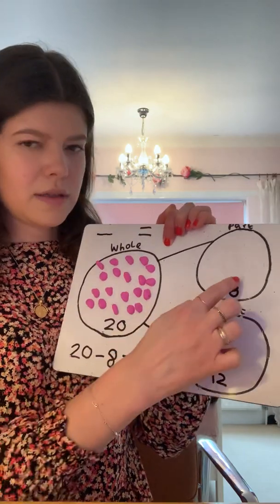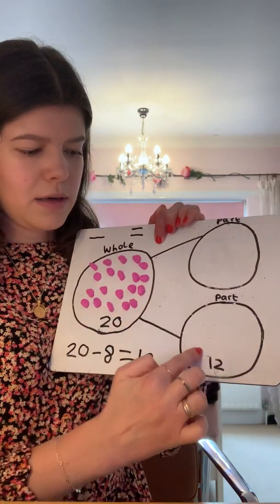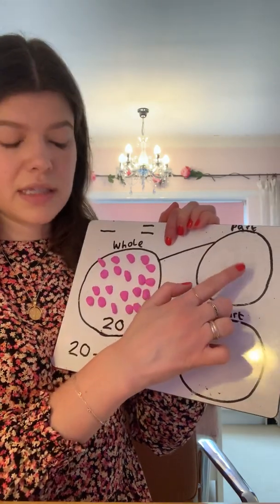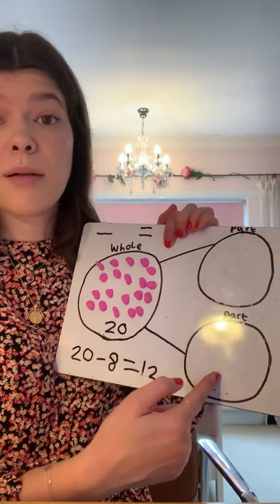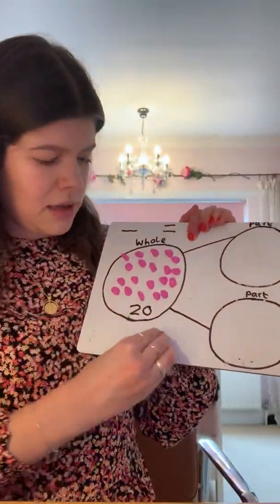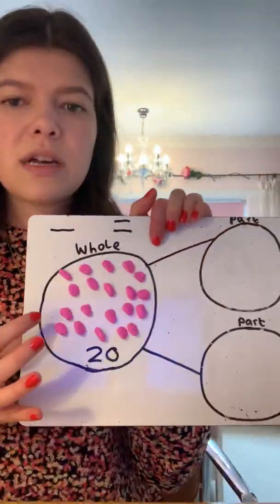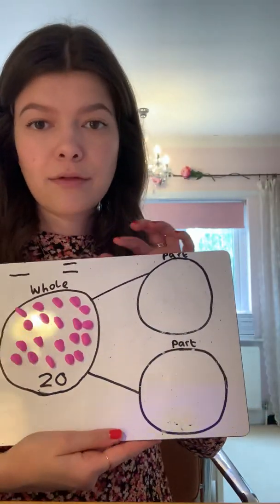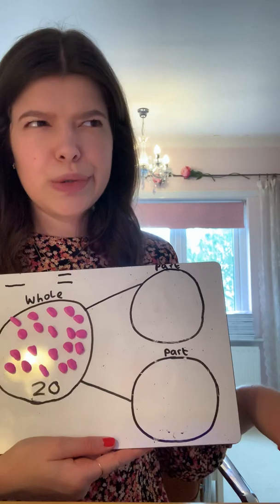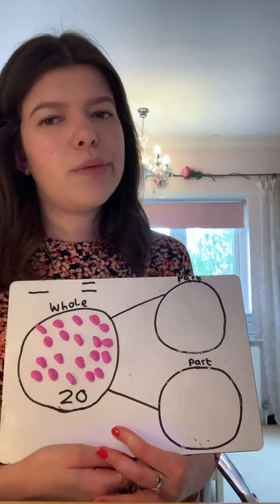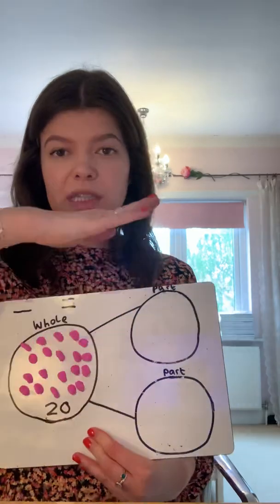Lovely. So I'm just going to rub out my parts because I'm going to choose different numbers. I want to choose another number to subtract, so there will be a different number left. I'm going to rub out this equation so we've got some space. I'm starting with 20 because I want to subtract an amount from 20. So I'm going to choose a number from 0 to 20 because that's how many I've got. I'm going to choose 3. So I want to subtract 3.